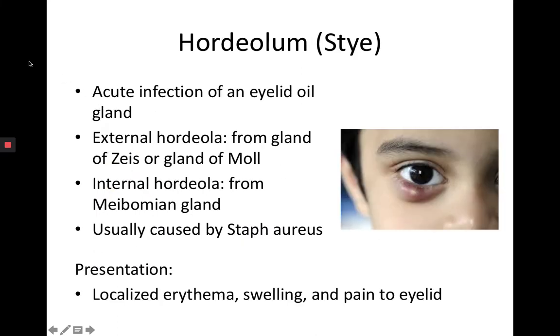The next case is hordeolum, or more commonly known as a stye. This is another very common condition that we see in the emergency department. This is an acute infection of one of the eyelid oil glands.